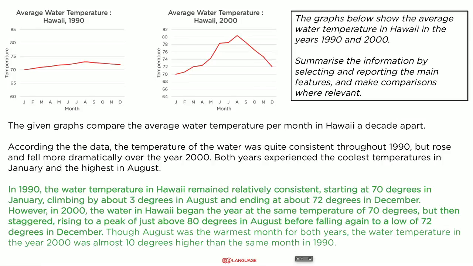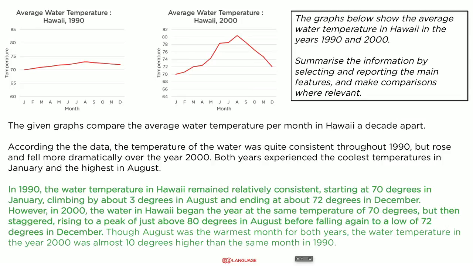In 1990, so I'm looking at the left-hand graph here, the water temperature in Hawaii remained relatively consistent, starting at 70 degrees in January, climbing by about 3 degrees in August, and ending at about 72 degrees in December. I like that bit, climbing by about 3 degrees. So I didn't just say it went from 70 to 73 to 72. I said it climbed from 70 by about 3 degrees. So I've said that in a different way.